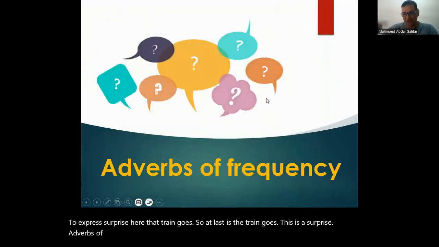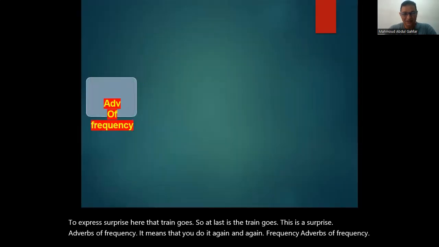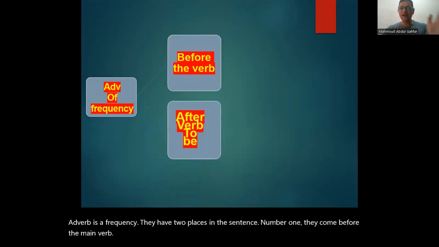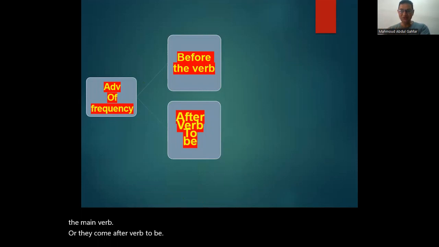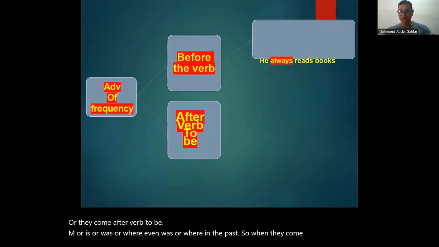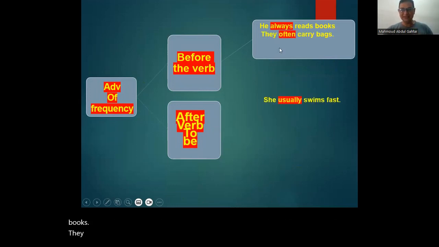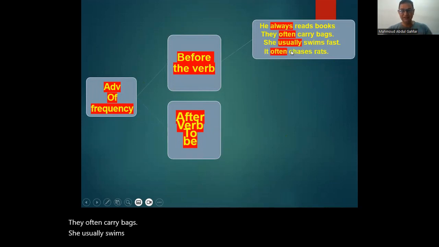Adverbs of frequency. It means that you do it again and again. Adverbs of frequency have two places in the sentence. Number one, they come before the main verb, or they come after verb to be, am or is or are, was or were. So when they come before the main verb, we can say he always reads books. Always reads. Don't say reads always. They often carry bags. She usually swims fast. It often chases rats. So all these adverbs of frequency come before the verb, not after the verb.